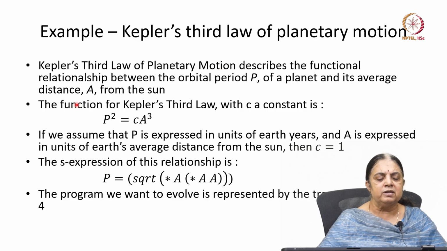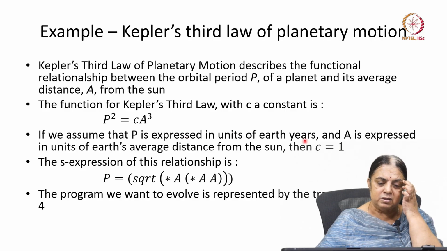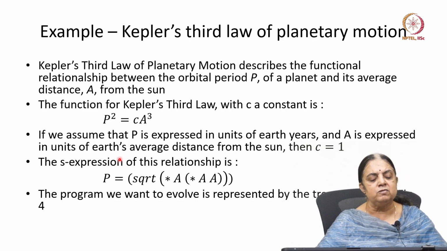If you look at Kepler's third law, it is actually p squared is equal to c times a cubed, where c is a constant. So you can say that p squared is proportional to a cubed. This is a relationship between p and a, and we are trying to find this. Suppose we assume that p is expressed in units of earth years, and a is expressed in units of earth's average distance from the sun.